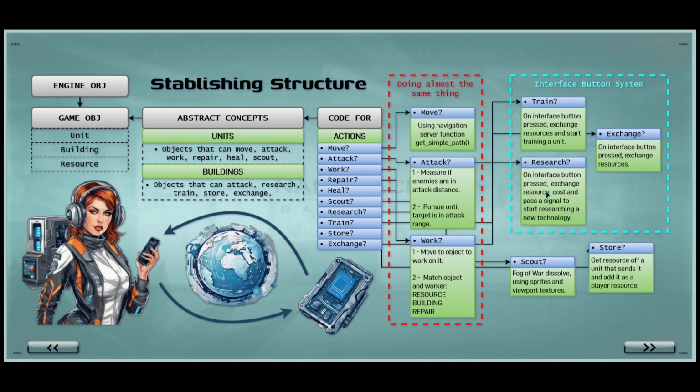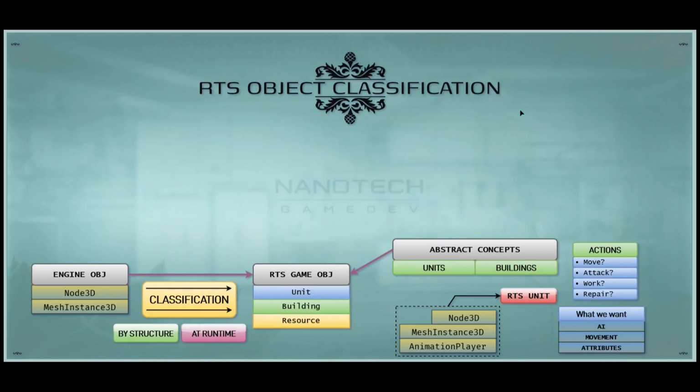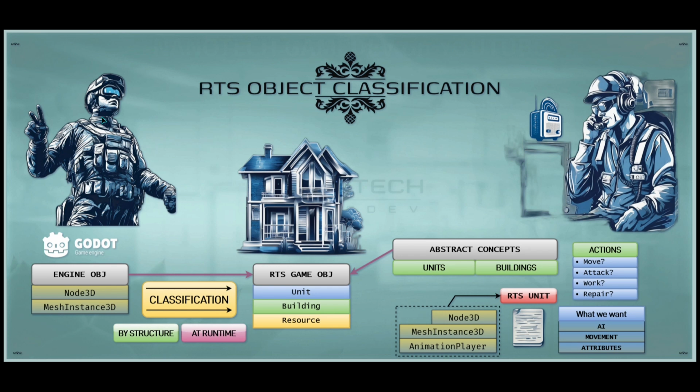So this entire idea with RTS object classification system is for you to turn your Godot game objects into your game objects through the definition of abstract concepts. So you basically list things you want your objects to do. Then you're going to define actions for those behaviors, and later you're going to define how you're going to be doing that. And you can classify your objects so each object knows how to interact with other objects.